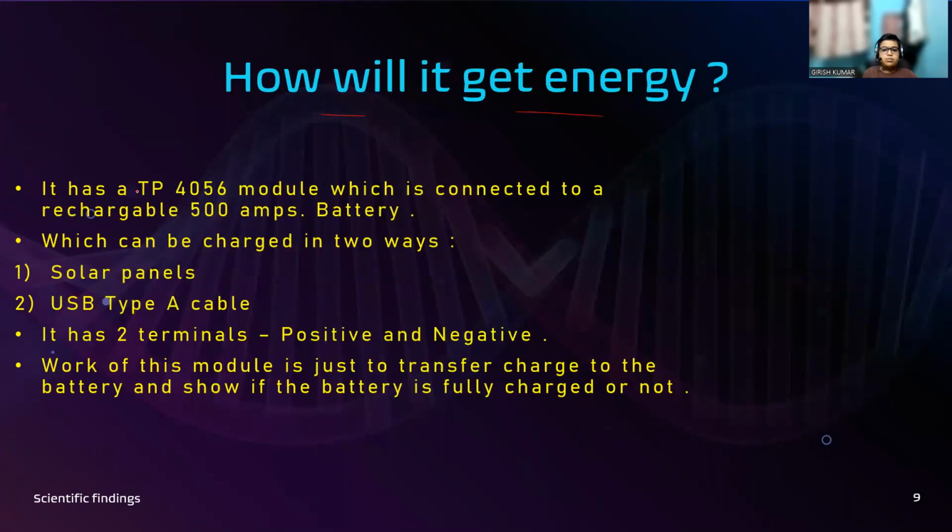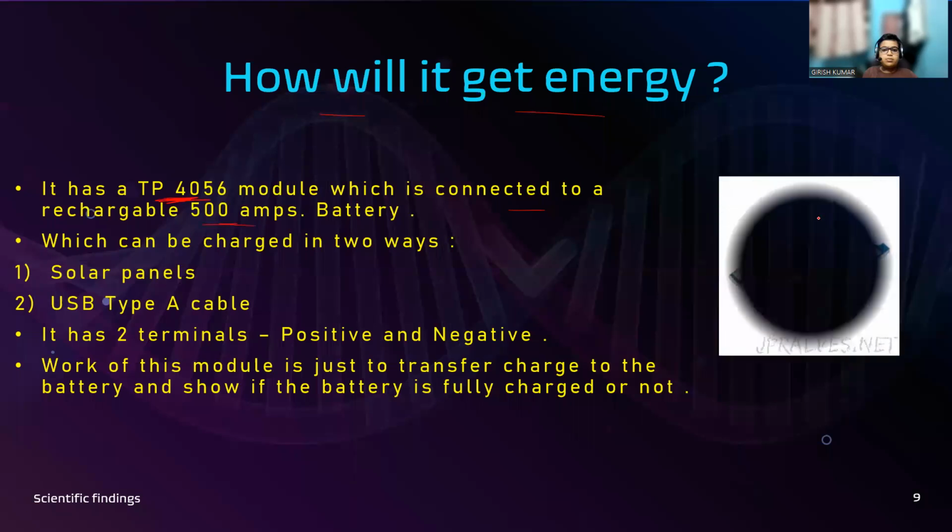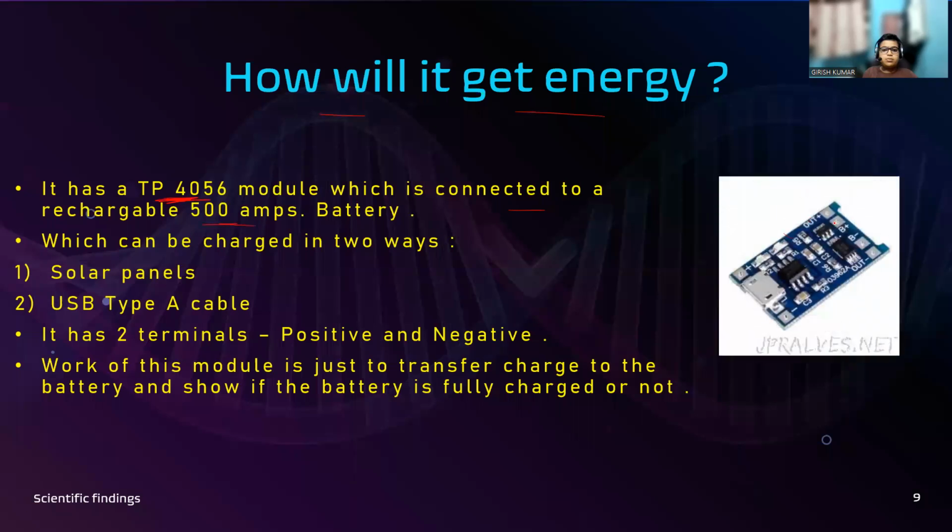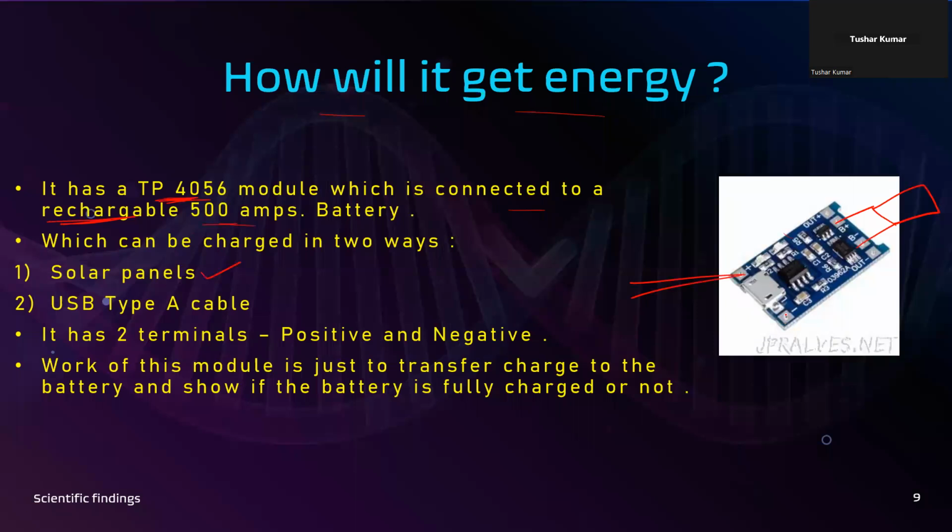Now we are at the second question: how will it get energy? For energy, it has a module named the TP4056 module, which is connected to a rechargeable battery. Here is the TP4056 module. Here is the positive terminal of the battery, here is the negative, and here is the battery. Since it is a rechargeable battery, it can be charged in two ways. First is through solar panels. Here are the cables of the solar panels.